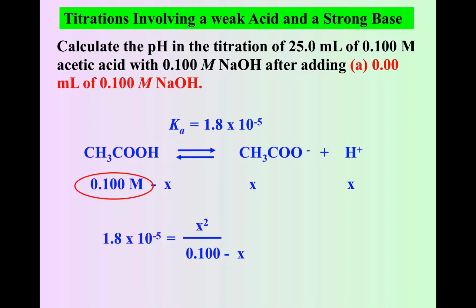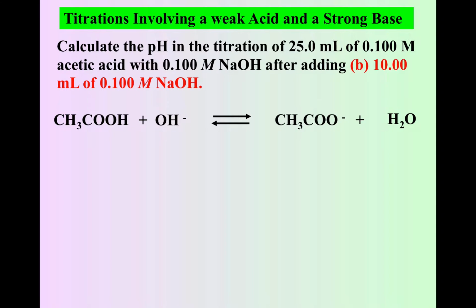So solve for X. Again, I can ignore the change in the initial concentration because the Ka is so small and the initial concentration is large. So 0.1 multiplied by Ka, take the square root of both sides, and I get X. X is equal to the H+ concentration. Take the negative log and get the pH. So to begin this titration, you're starting at a pH of 2.87. That could be lower, but this is a weak acid, so it's incomplete ionization. So we start at a pH of 2.87.